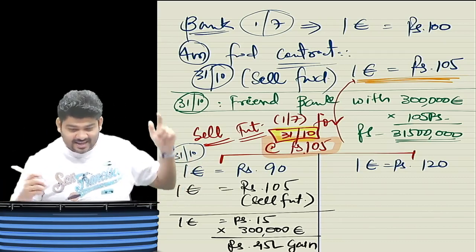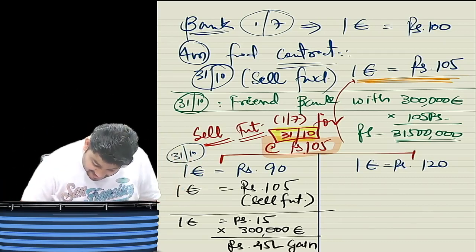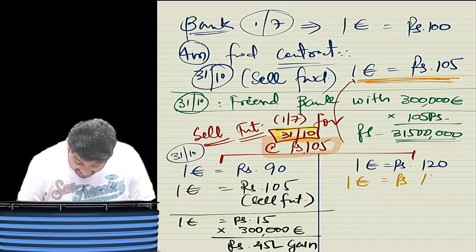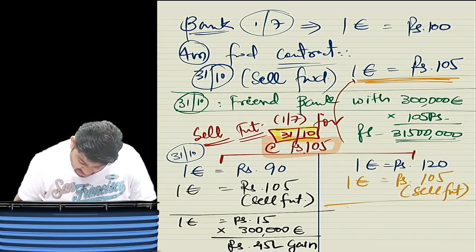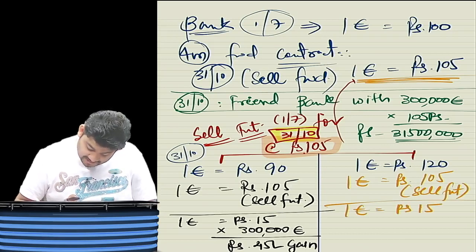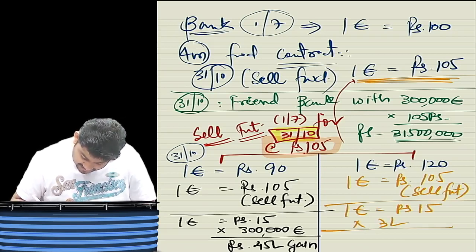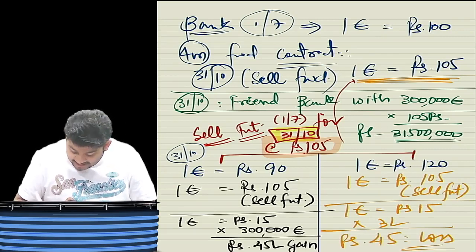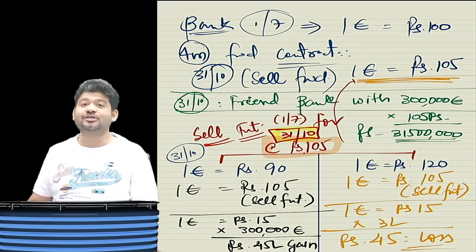And the other side will obviously be a loss. So 1 euro will become rupees, we had freezed it at 105. Sell future. So it's a loss. Uh-oh. Of 15 multiplied by 3 lakh. Rupees 45 lakh is a loss, loss, loss.